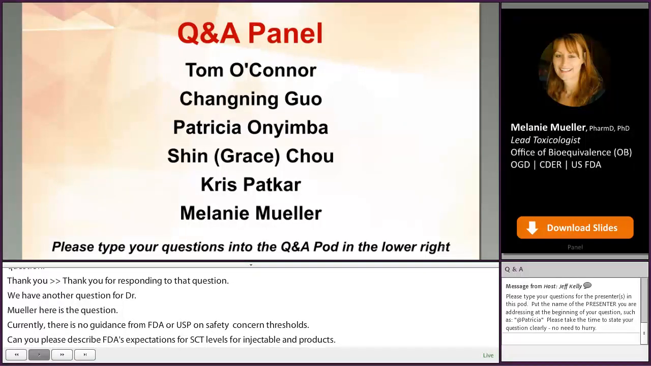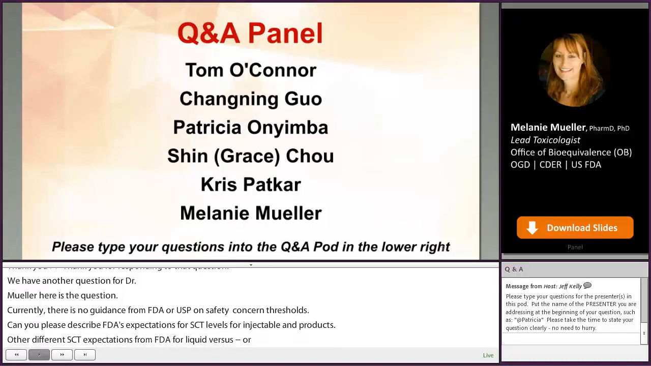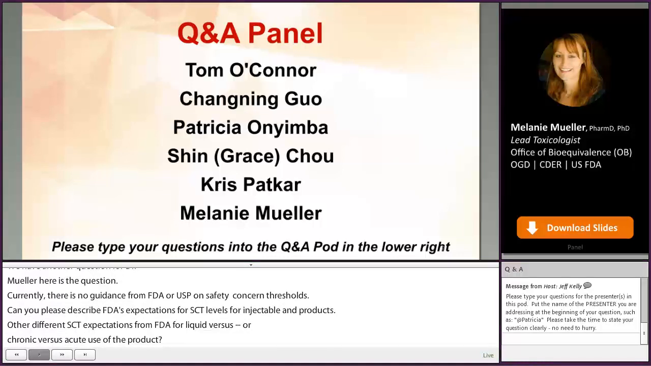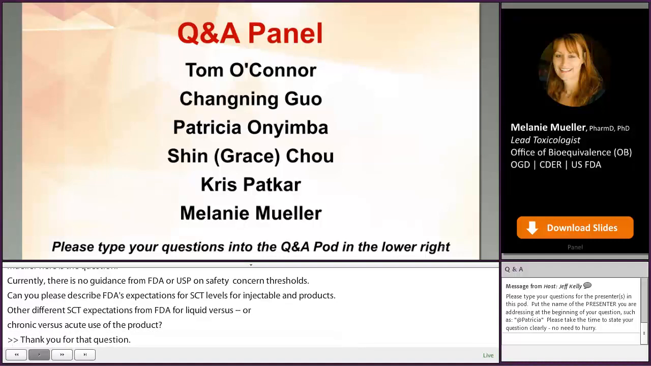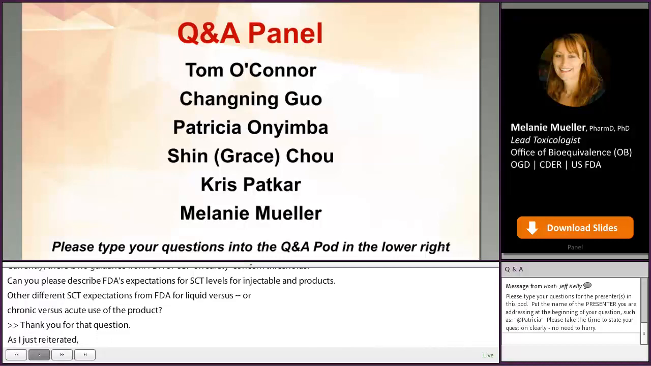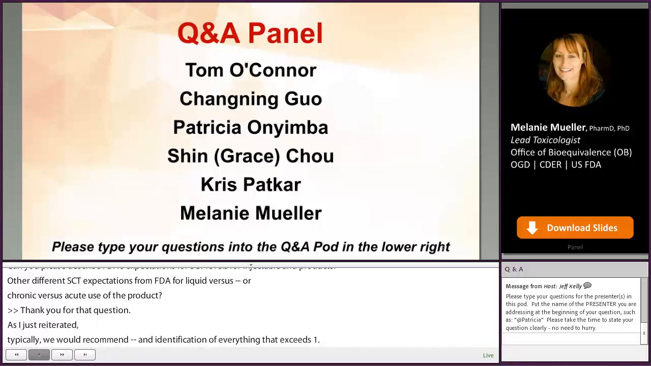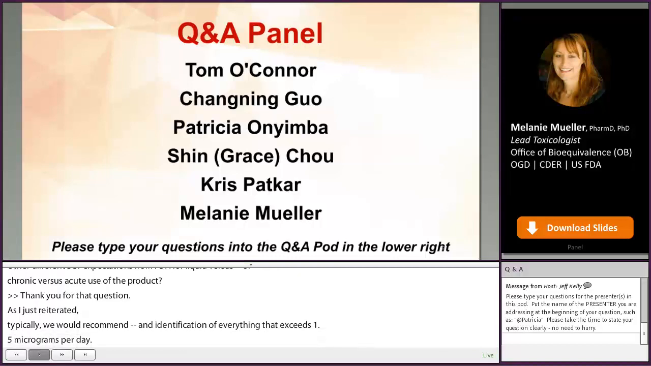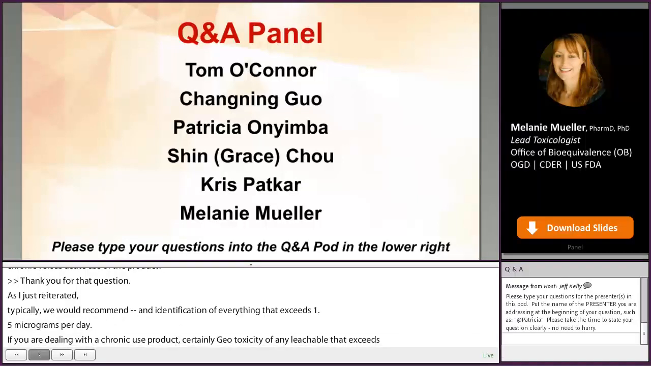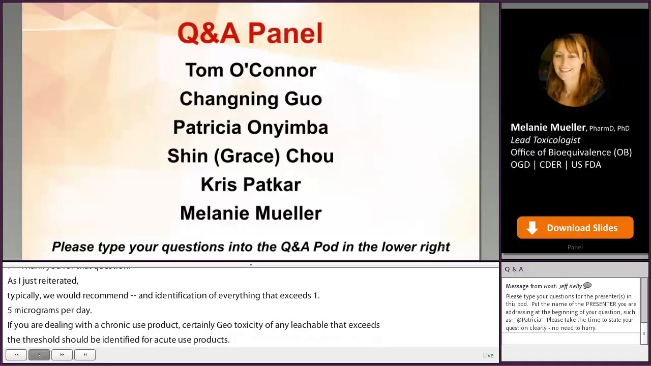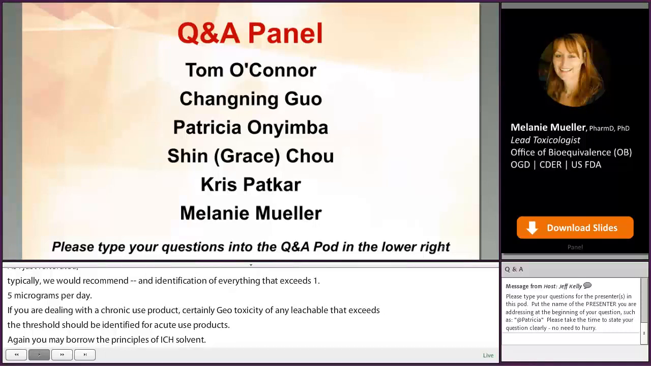Great, thank you for that question as well. As I just reiterated, typically we would recommend characterization and identification of everything that exceeds 1.5 micrograms per day. If you're dealing with a chronic use product, certainly genotoxicity of any leachable that exceeds this threshold should be identified. For acute use products, again, you may borrow the principles of ICH-M7. Let's say your product is indicated for use of a month or less, then for gene tox assessment, you could apply 120 micrograms per day.